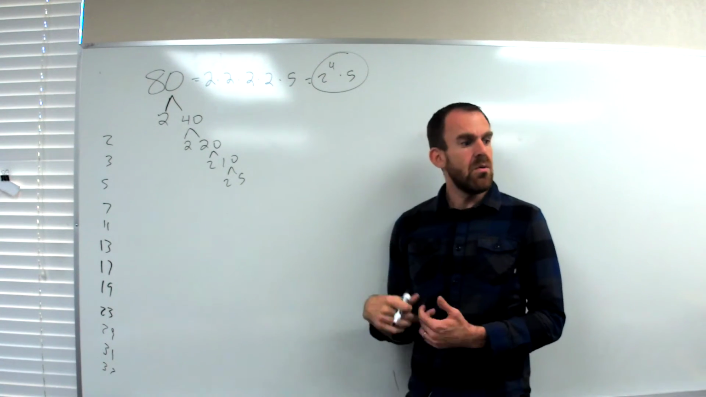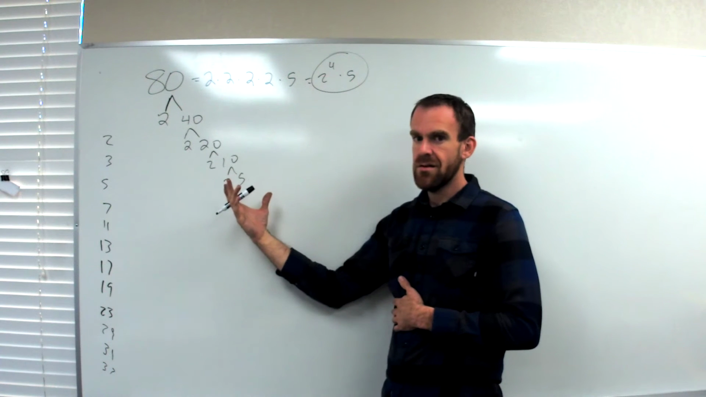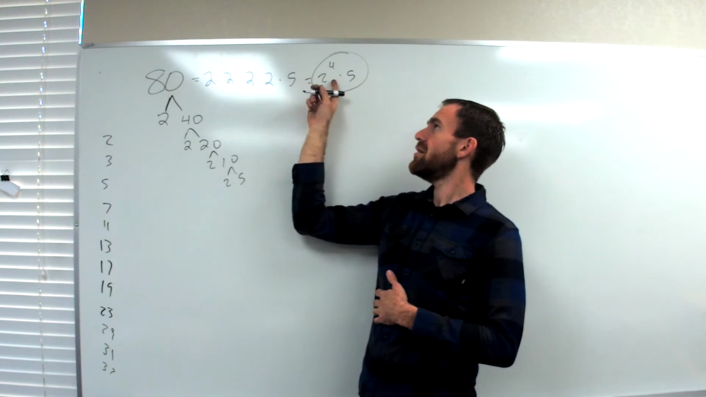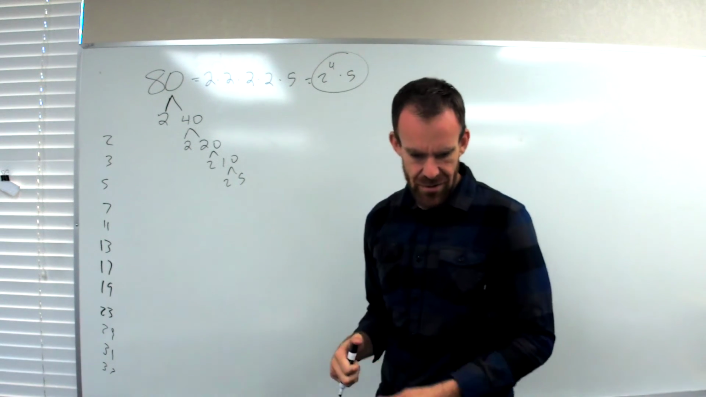Okay? So what you're going to do on these problems is you're going to make your factor tree, then multiply all the prime numbers together to make your number. Okay? So let's try another one.